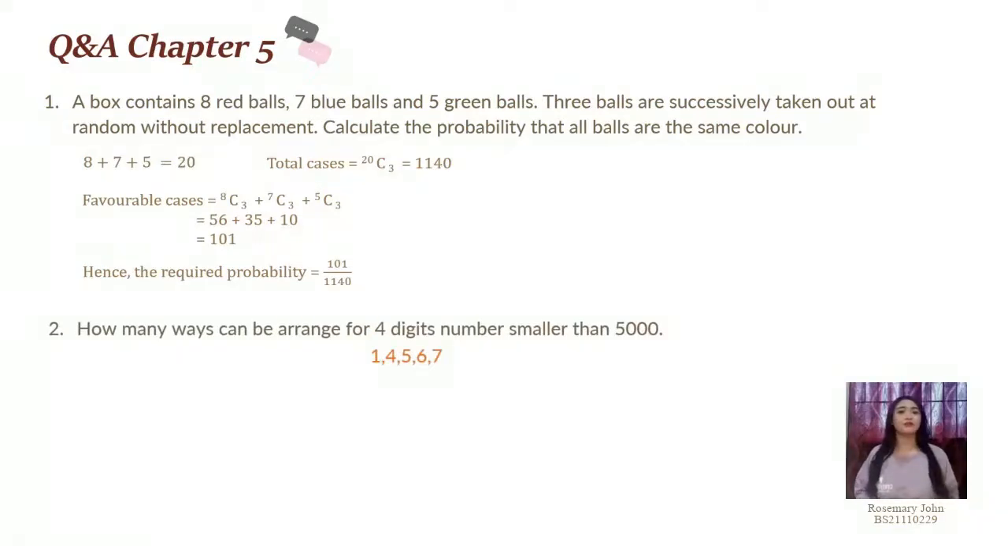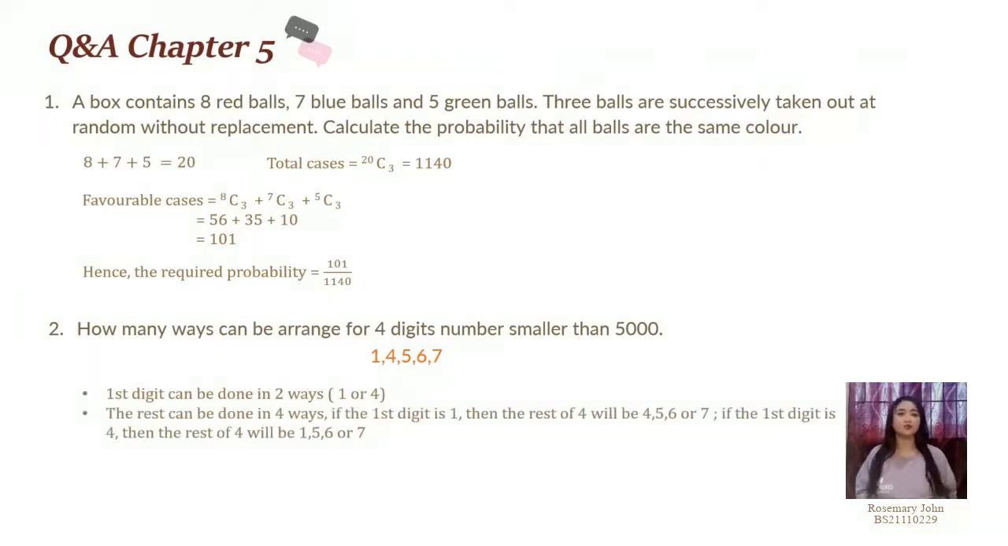How many ways can be arranged for 4-digit numbers smaller than 5,000 for the numbers 1, 4, 5, 6, and 7? So for the first digit, it can be done in 2 ways, which is 1 or 4, since the number must be smaller than 5,000. Then for the rest, it can be done in 4 ways. If the first digit is 1, then the rest will be 4, 5, 6, and 7. And if the first digit is 4, then the rest will be 1, 5, 6, or 7. Therefore, the number of ways can be arranged is 48 ways.